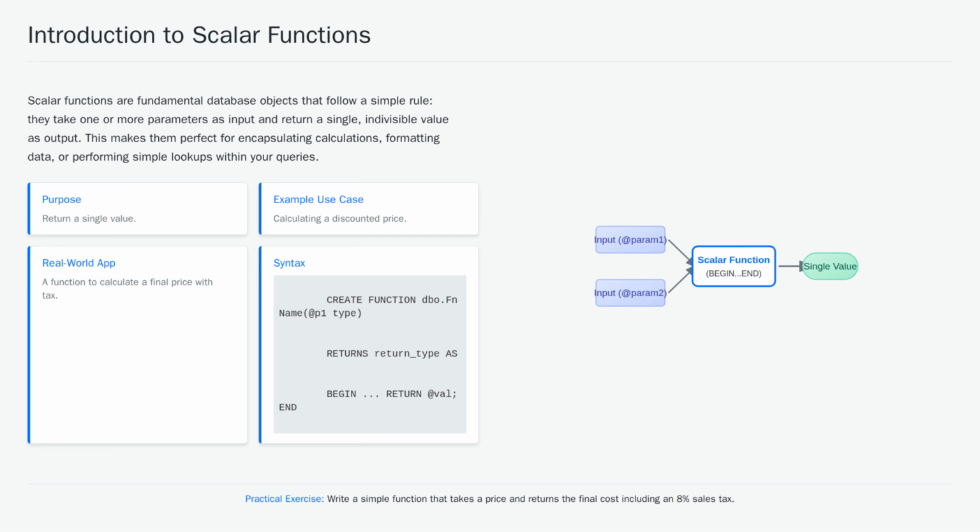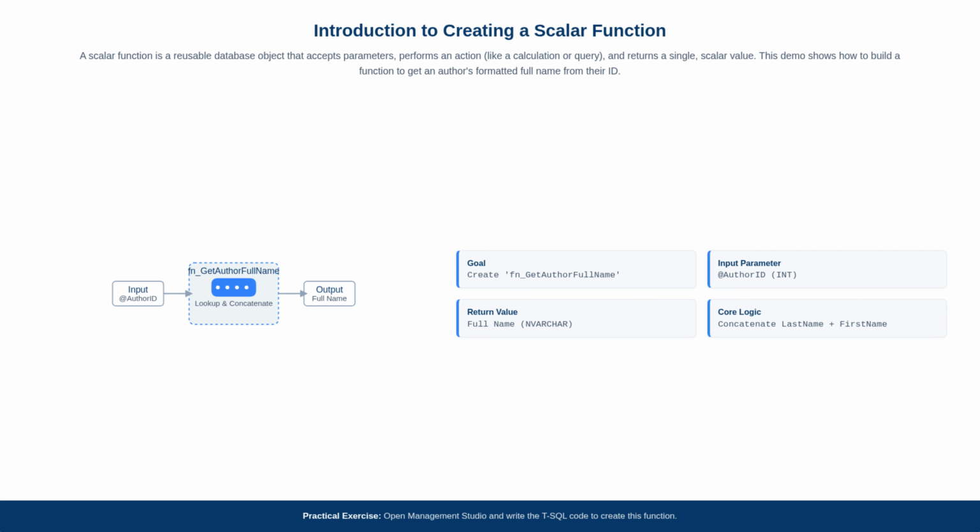Let's start with scalar functions. Their job is simple. One or more inputs go in, one single value comes out. This is perfect for tasks like calculations, data formatting, or simple lookups. The syntax is straightforward. You define the function name, its parameters, what data type it returns, and then the logic inside a begin-end block. All right, let's get practical.